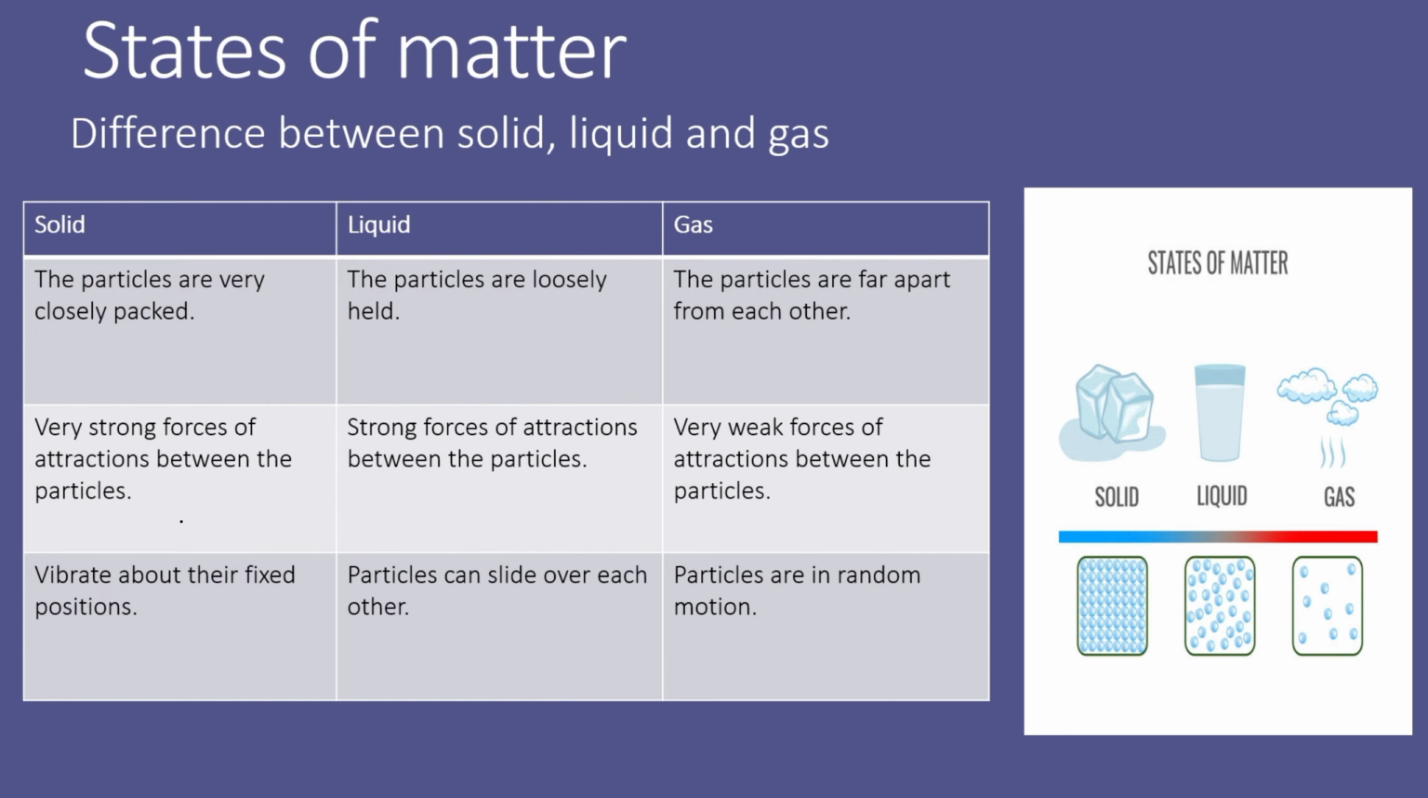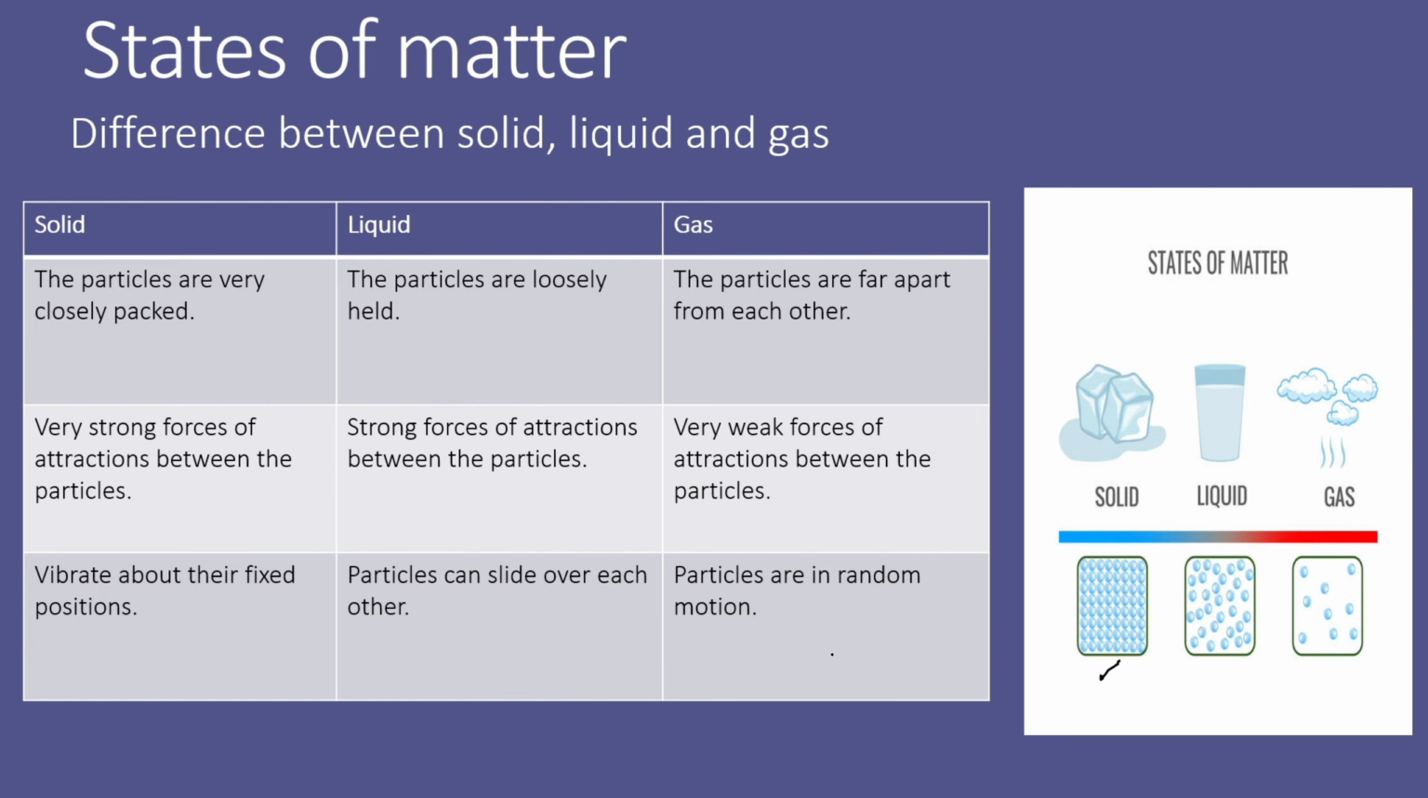As we have said, according to kinetic particle theory, matter is made up of tiny particles, and these particles are in a state of constant motion. So in solids, as the particles are very closely packed, as you can also see in the diagram over here, the particles are arranged in an orderly manner. These particles cannot leave their places, so they just vibrate at their fixed positions.